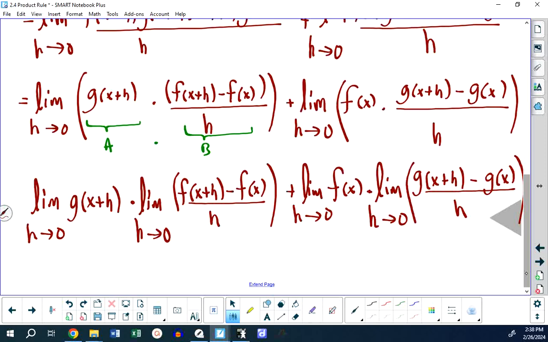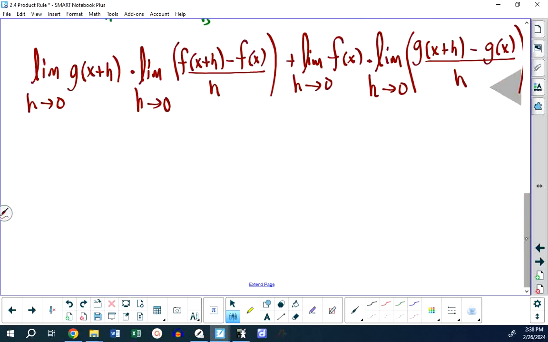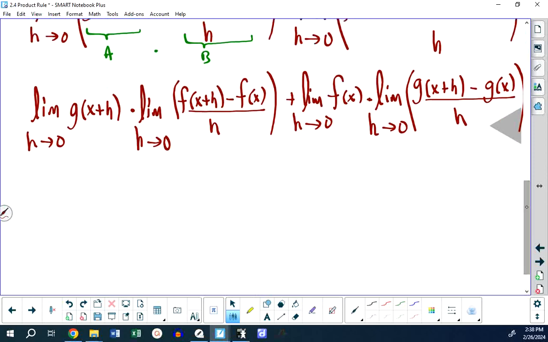How many of you see that it's almost the product rule right now? It's not quite. There's something that we've got to clean up. This first part is perfect, because you would make the argument that you evaluate this limit by putting h equals 0 right there. Well, what does this become? It becomes g of x.